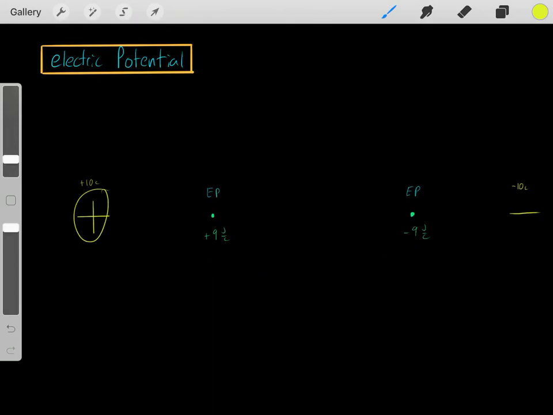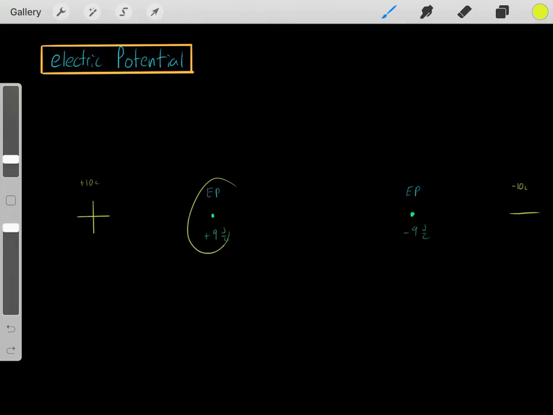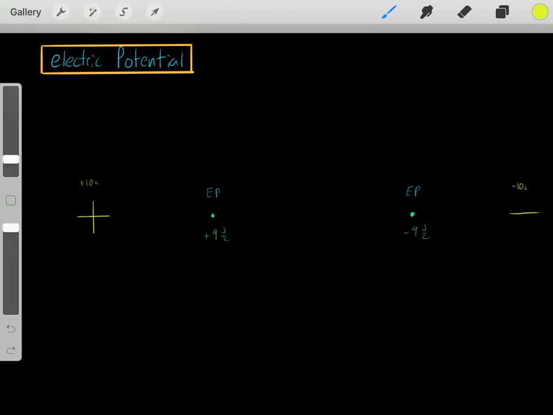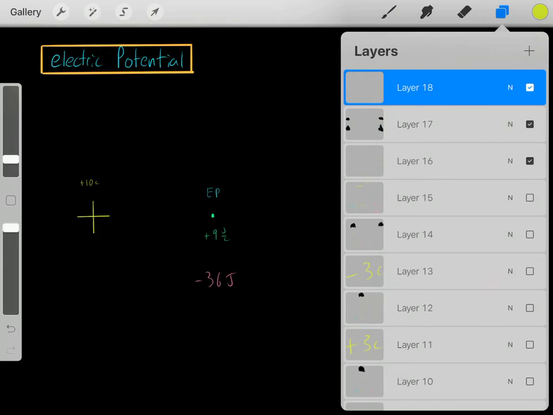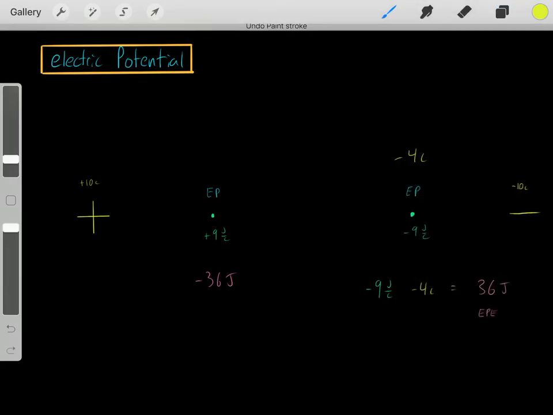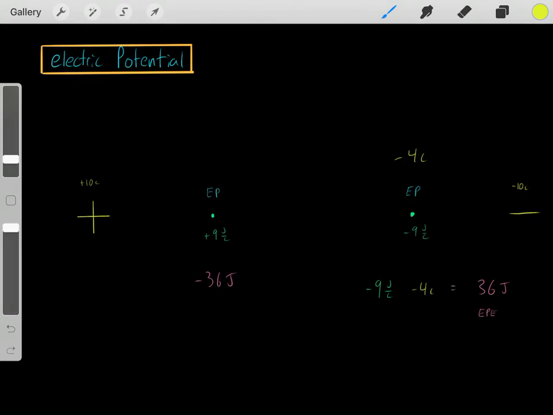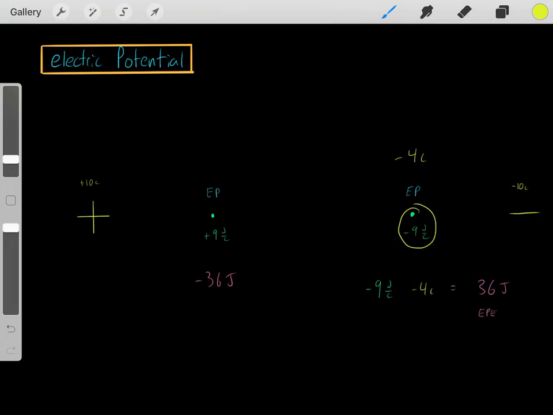But again, it's these charges that contribute to the electric potential here. And really, at the end of the day, this electric potential tells you about the energy if you threw in a charge at that particular location. That's the utility of it. So let's do an example. We know we have this region of space with a net electric potential of negative 9 joules per coulomb. What would happen if we threw a negative 4 coulomb charge in this particular region?